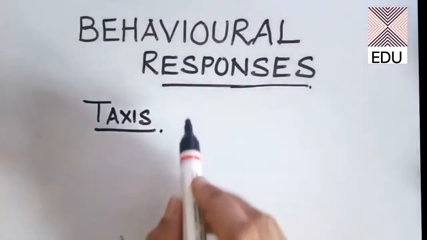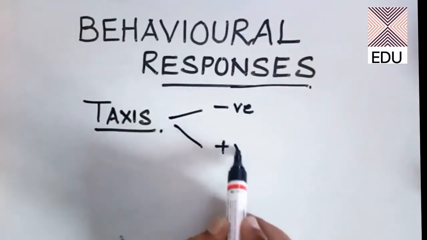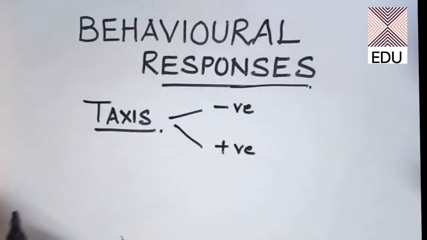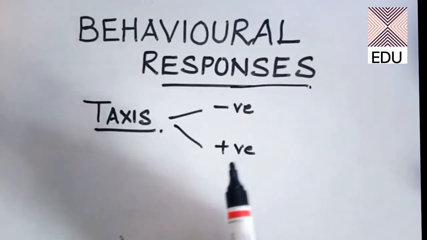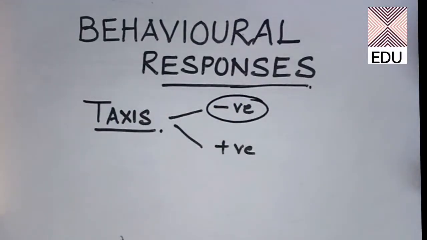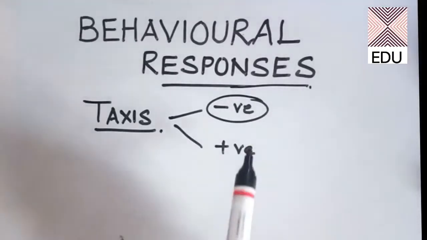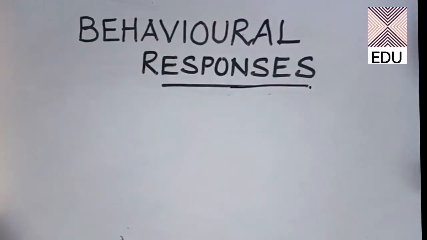Now taxis can be negative or positive. Suppose we are giving the stimulus of heat, and a very large amount of heat to amoeba, it will go away from that heated area. That will be a negative response to the heat. If we are giving food to amoeba, the amoeba will be attracted towards the food. So that will be a positive taxis. Now we will study different types of stimuli and their responses in case of amoeba.